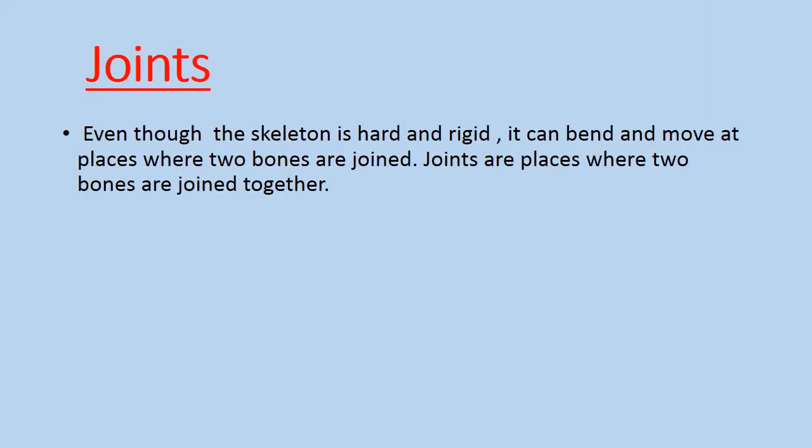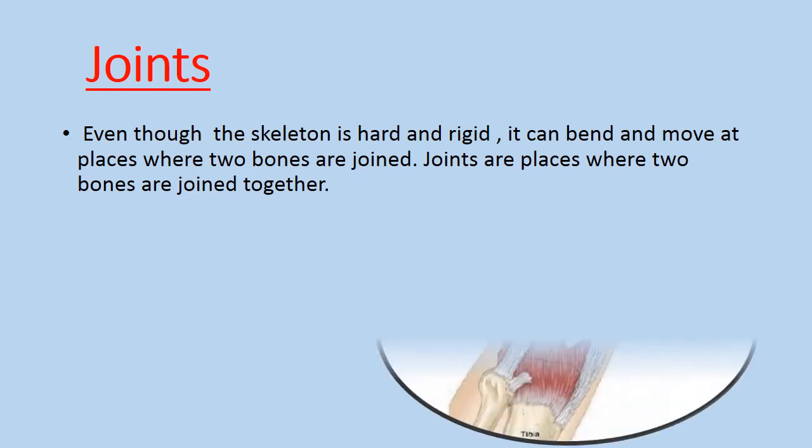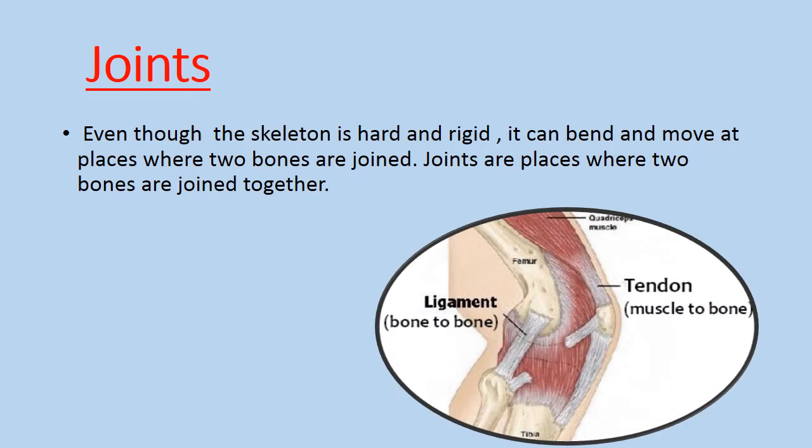As we have studied, students, the skeleton is hard and rigid, but it can bend and move at places where two bones are joined. So a joint is a place where two or more bones meet. Joints hold our bones together. Every time we walk, sit down or hug someone, we are using our bones, voluntary muscles and joints.